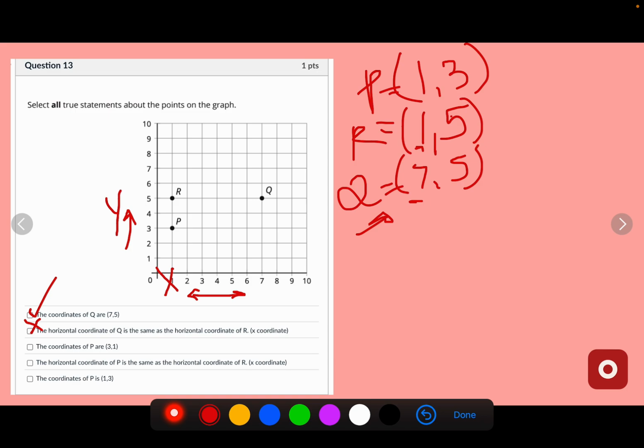The coordinates of P are 3, 1. Is that correct? No, because we said it goes over 1 and up 3. So we can't do that one either.